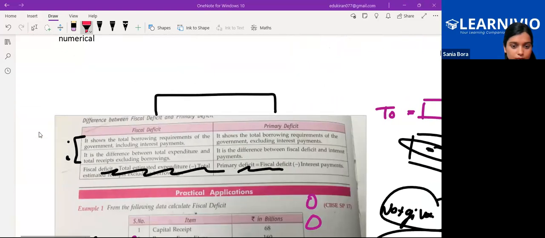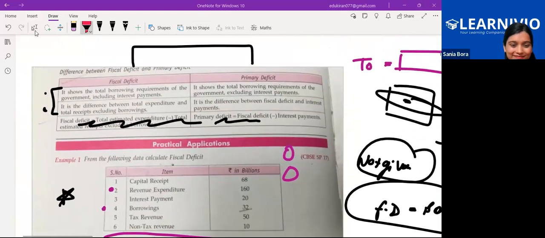I think we have written this primary deficit, fiscal deficit. I'm talking about this numerical. Capital 60 billion, 60 billion revenue expenditure, interest payment, borrowing, interest. Okay, ma'am, show me the question. What I have to find. Read the question: from the following data, calculate the fiscal deficit. Okay, ma'am, that's easy.